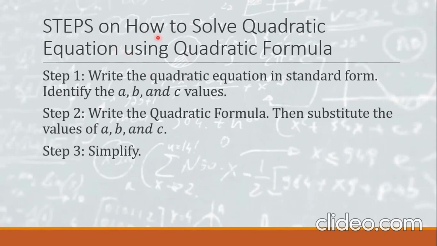Here are the steps on how to solve quadratic equation using quadratic formula. Step 1. Write the quadratic equation in standard form. Identify the a, b, and c values. Step 2. Write the quadratic formula. Then substitute the values of a, b, and c. Step 3. Simplify.